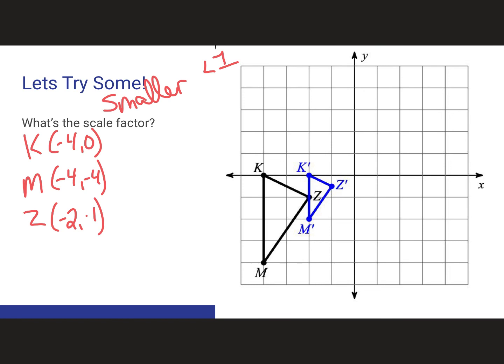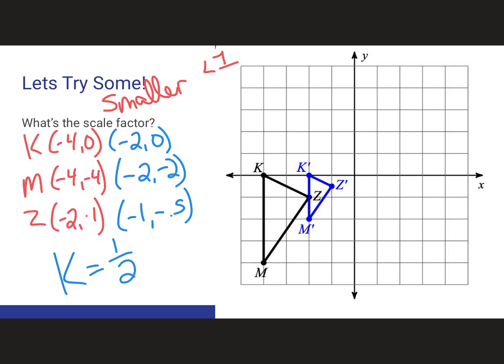They moved to (-2, 0), (-2, -2), and (-1, -0.5). So in this case, it looks like I'm dividing by 2, but that is a scale factor. K is 1/2. Each of my results are half of the previous.